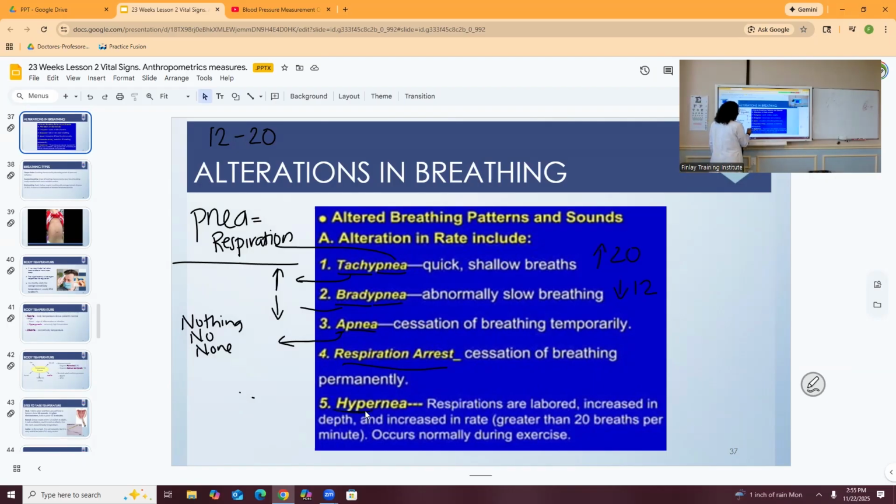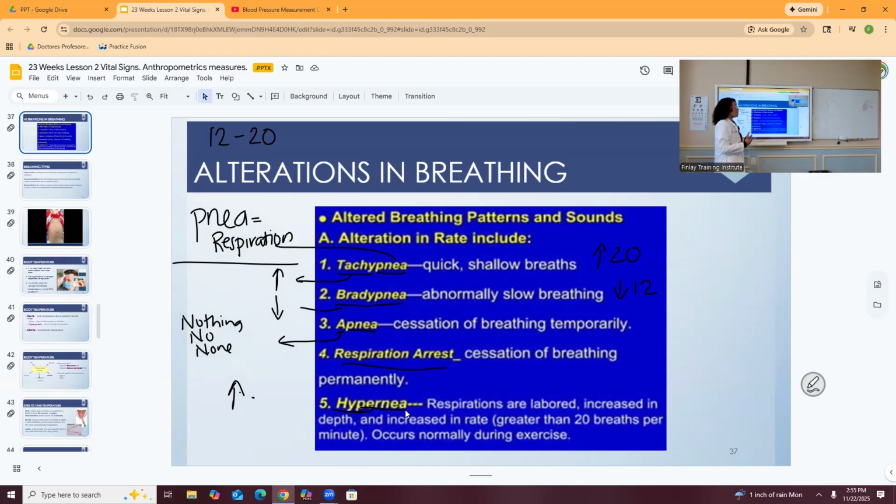Hyper means also up, okay? Pnea is going to be respiration. The difference between tachypnea and hyperpnea is that tachy is just quick and shallow, and hyperpnea is a respiration that is more elaborated. It's increased, it's rapid, but the patient has elaborated more.